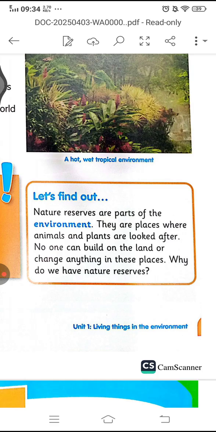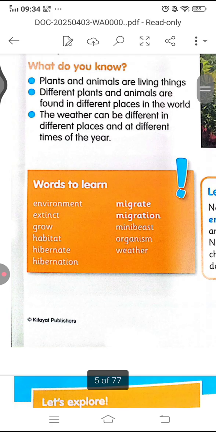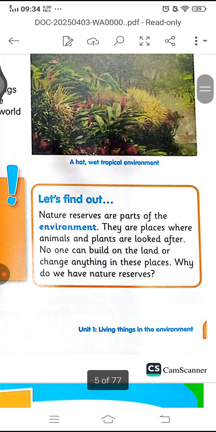Here we study what is habitat. Habitat is a place where the animal live. Why do we preserve the environment? So that we can survive, we can allow the animals or the plants to live for a longer time. That's why we preserve the environment. We preserve them, we secure them.